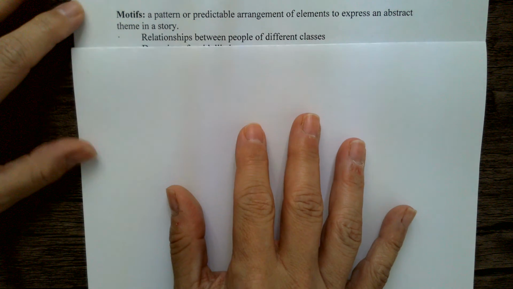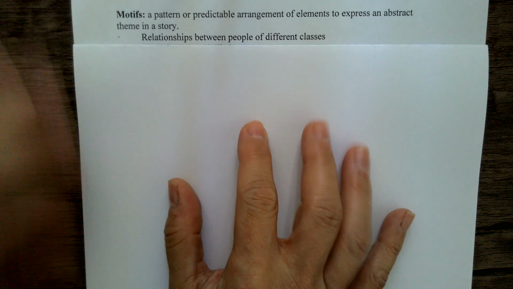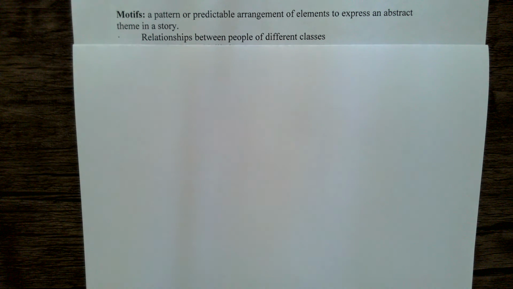Okay, so the first motif that you're going to be looking at is that of relationships between people of different social classes. In the course of this book, we are going to be looking at two social classes. We're going to be looking at the middle class, that's Myrtle and George Wilson, and then we're going to be looking at the upper class. That's the Buchanans, that's Nick Carraway, that's Jay Gatsby, Jordan Baker.